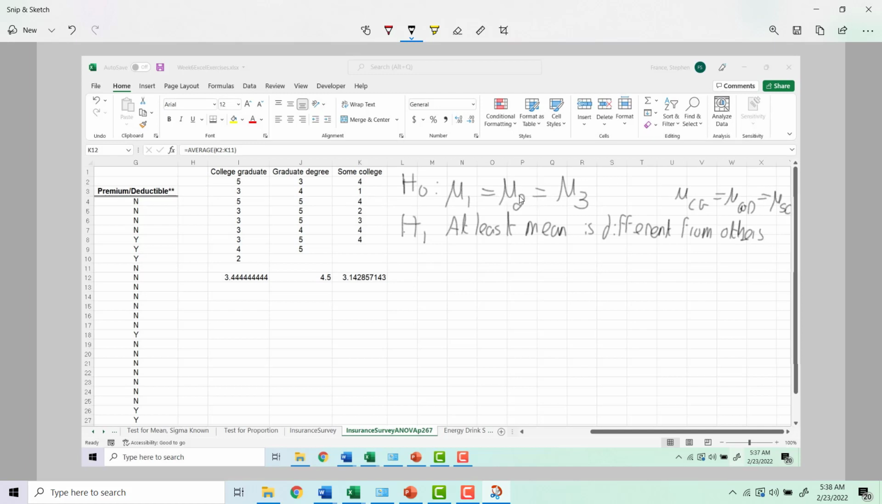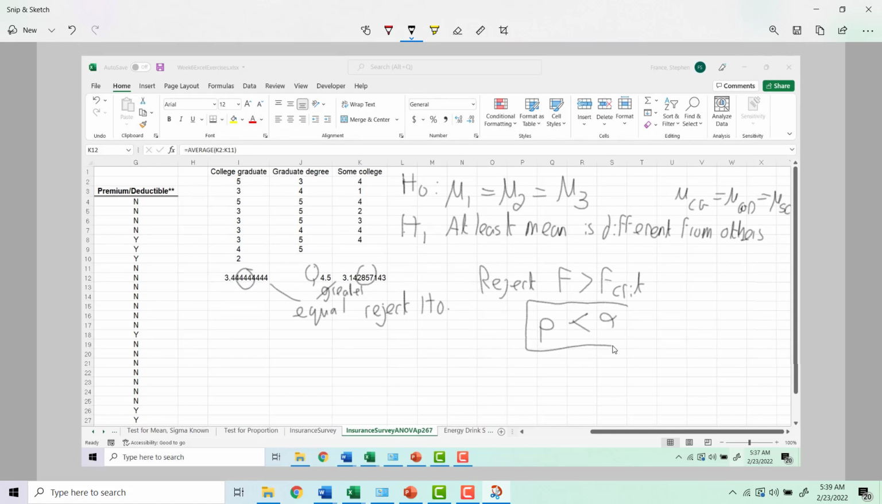Note, this is not mu1 is not equal to mu2 is not equal to mu3. If, for example, mu1 and mu3 were equal, but we found that mu2 was greater than both, we would still reject H0. So we're trying to find evidence, and in this case, we're going to reject if our F statistic is greater than the critical value, or again, if our p-value is less than alpha. Note, this is the same across all of our tests, which makes it a very consistent way of rejecting our null hypothesis. So let's go back.